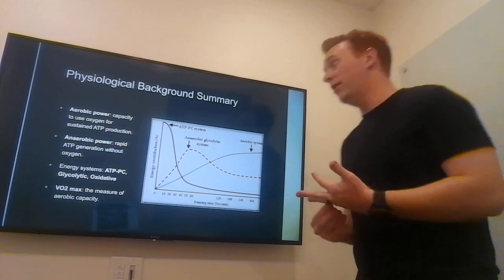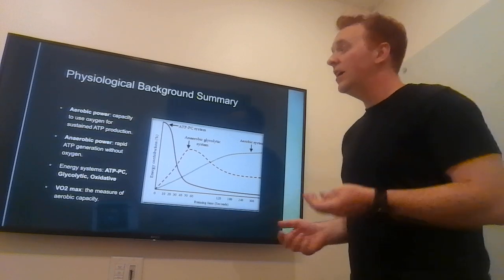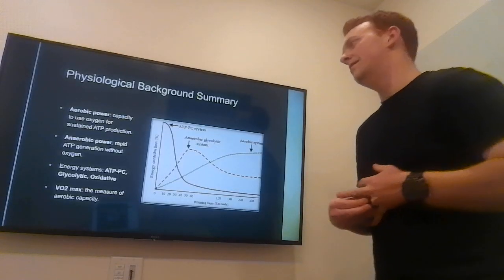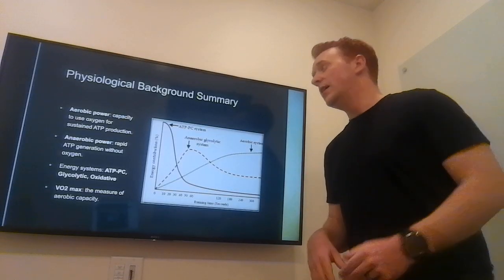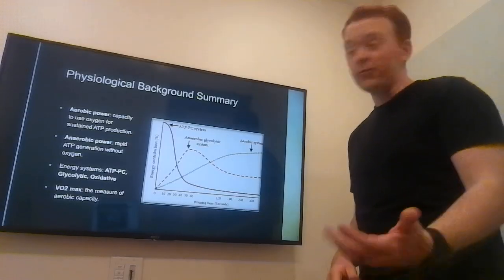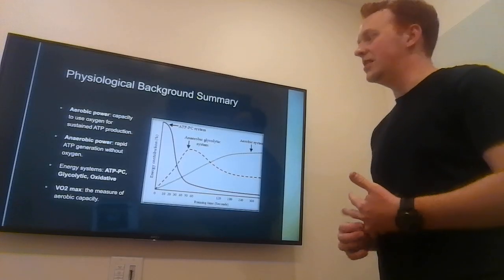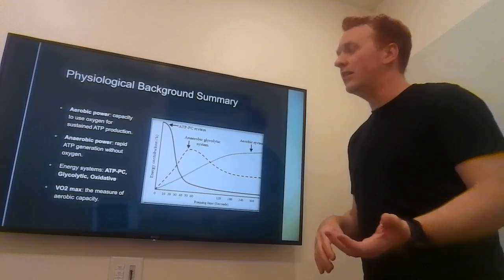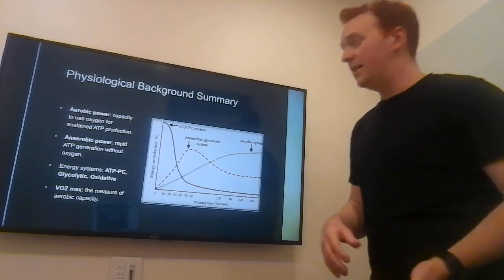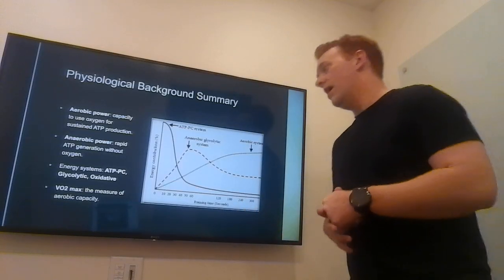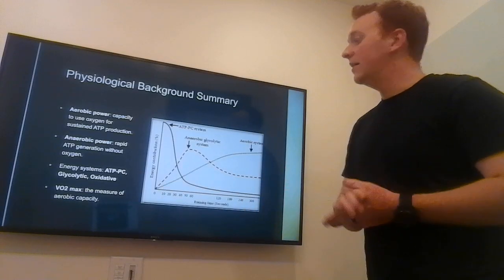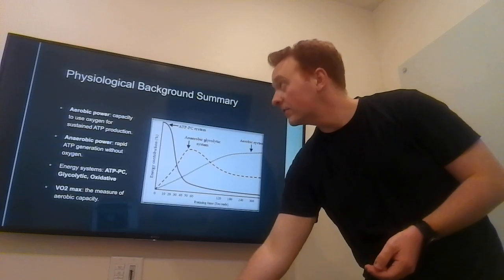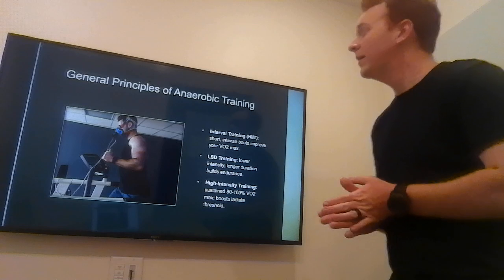So aerobic power, we'll start with that. Aerobic capacity is the capacity to use oxygen for sustained ATP production. Anaerobic power is the rapid ATP generation without oxygen. The energy systems are ATP-PC, glycolytic, and oxidative, and then VO2 max is the measure of aerobic capacity. And so that is the physiological background.